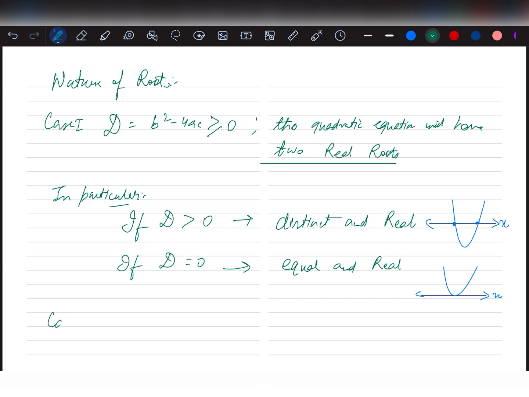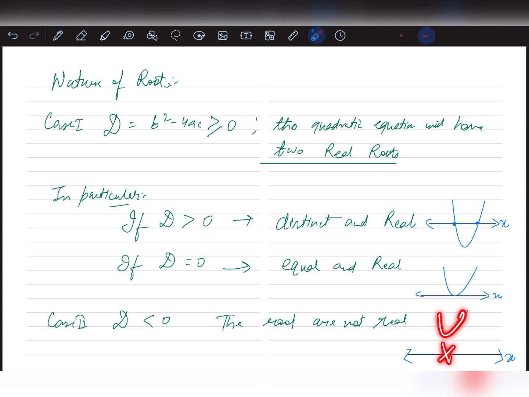Case 2: D is less than 0. When D is less than 0, the roots are not real. That means they don't exist on the x-axis. If I show you on the graph, this is the way it looks. Here my graph doesn't touch the x-axis, it stays over it. So there is no point on the x-axis, and that's why there are no real roots when D is less than 0.